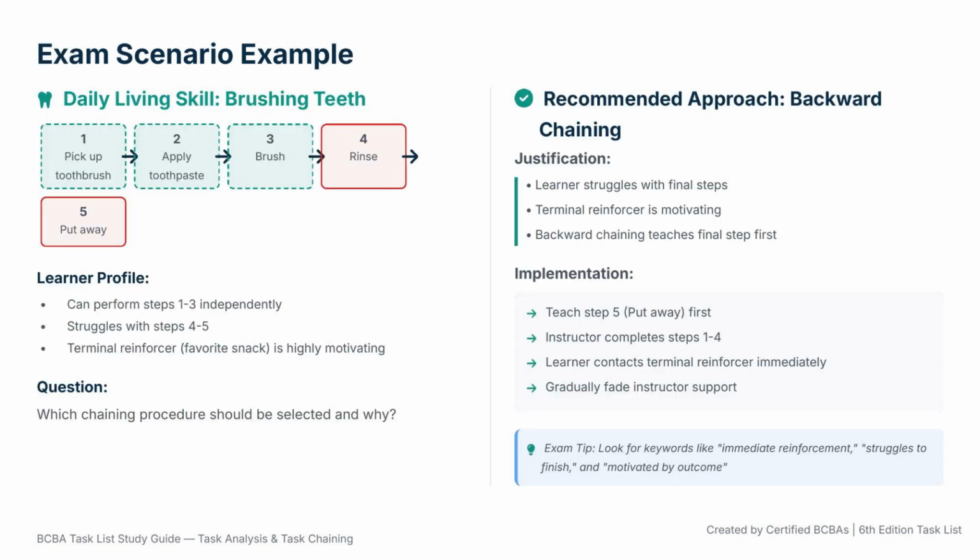In the brushing teeth example, the learner struggles with final steps and is motivated by the outcome. Backward chaining is recommended because it provides immediate access to the terminal reinforcer. The justification aligns with learner profile and task structure.